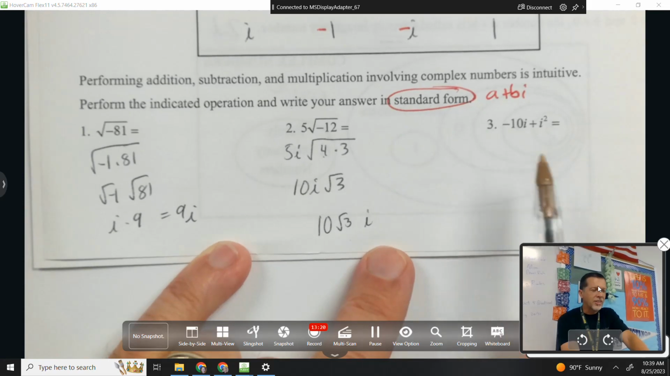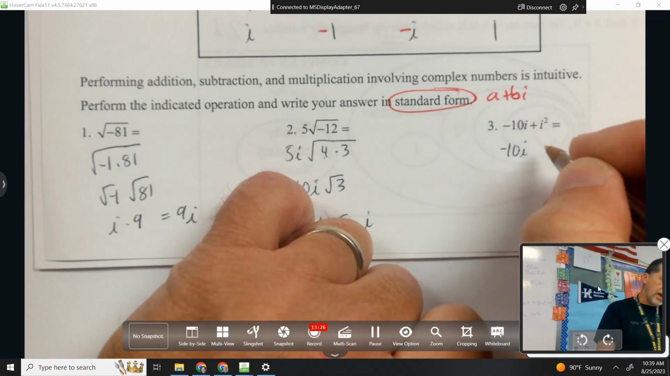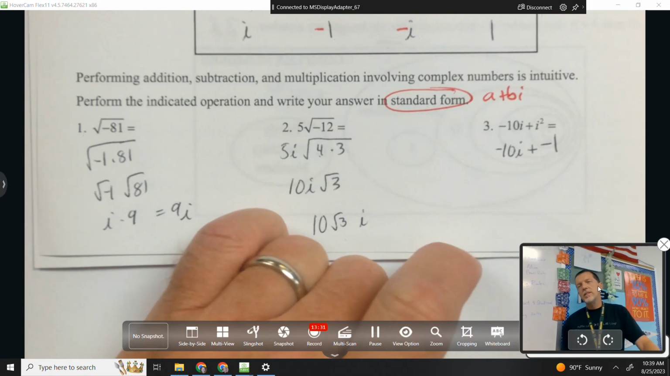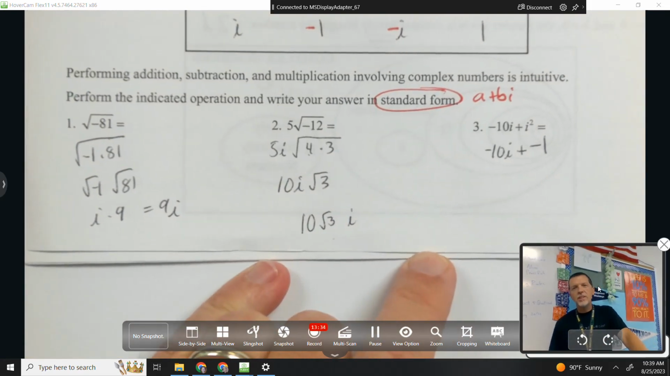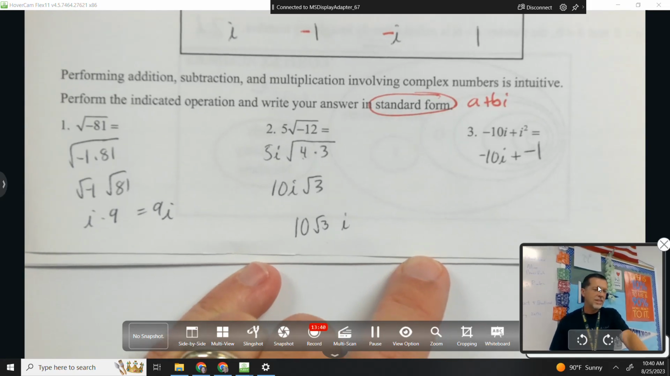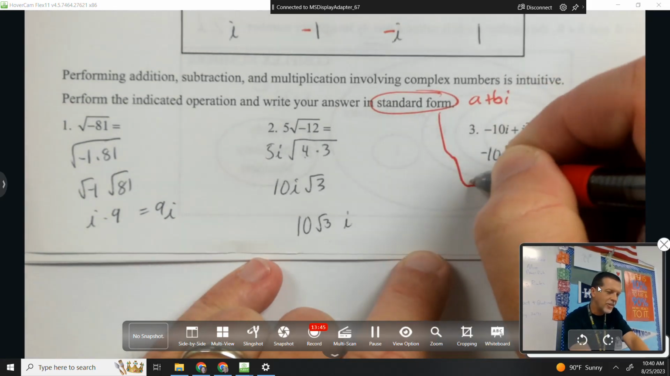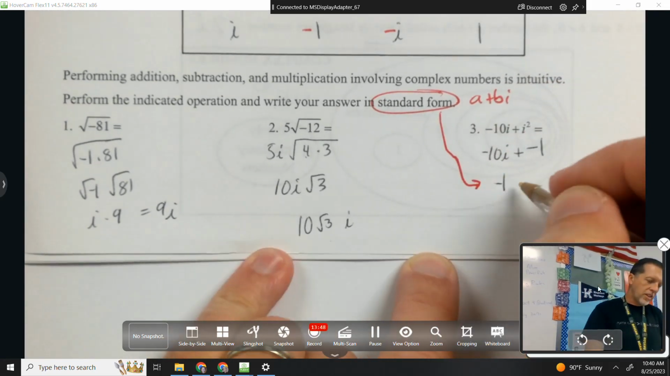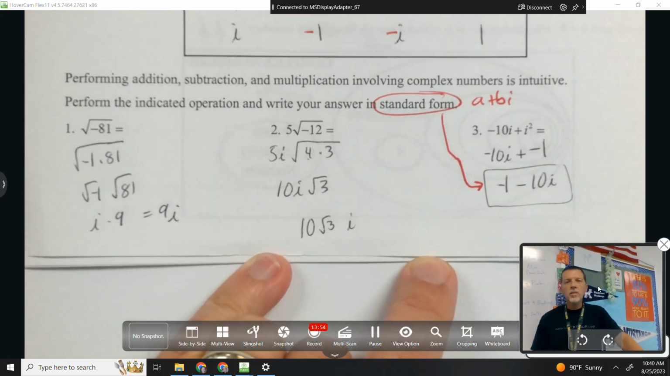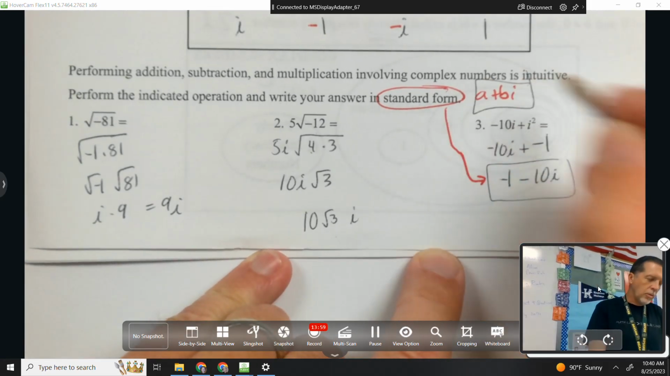You jumped the gun because standard form matters on the next one. Negative 10i plus i squared is negative 1. So Bailey gave away the answer to my next question. If I leave that as an answer, I'm going to lose a point. Why is that? Not in standard form. I've got to put the real part first, and then the imaginary part. Write your answer in standard form. So that's sort of the last thing you double check to make sure it's real part first and then imaginary.